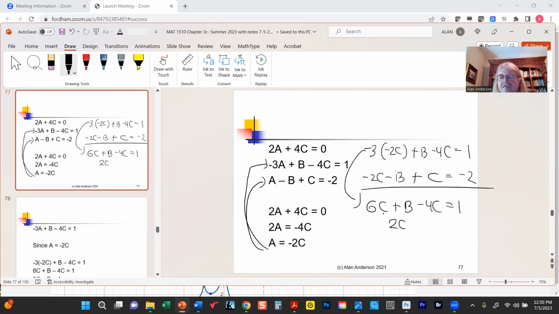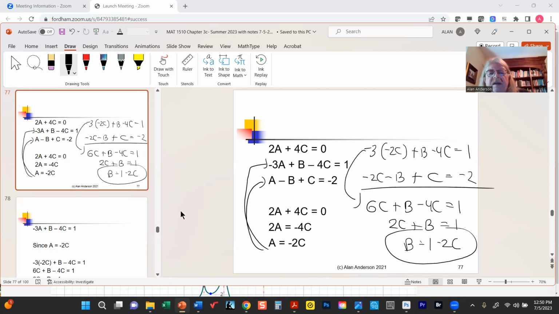2c plus b. There we go. All right, I think that's the way to go. B equals 1 minus 2c. So we have a is minus 2c. B is 1 minus 2c. So therefore, b equals 1 plus a.